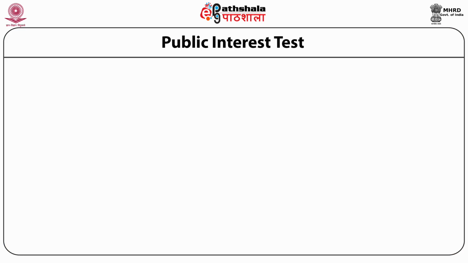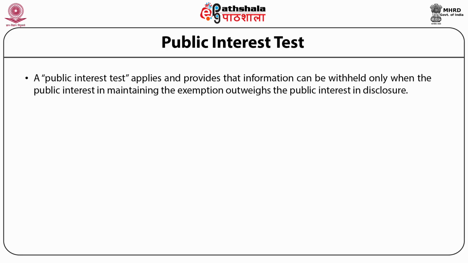The third and most important category of exemptions is the public interest exemption. The public interest test applies and provides that information can be withheld only when the public interest in maintaining the exemption outweighs the public interest in disclosure. It is a weighing, right, of the public interest in disclosure versus the public interest in non-disclosure. Very simple. Is there a greater public interest in disclosure, or is there a greater public interest in non-disclosure, right?